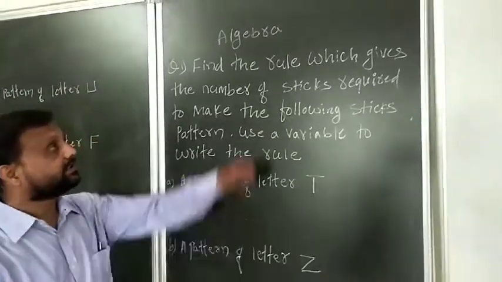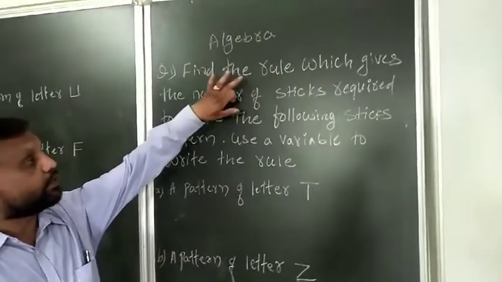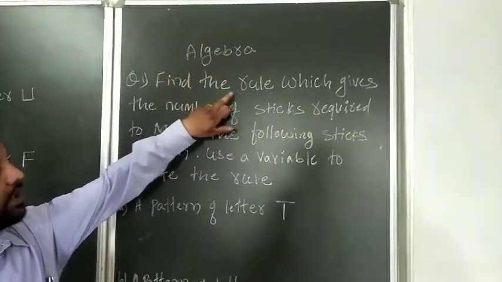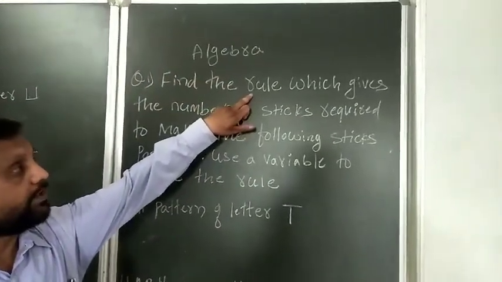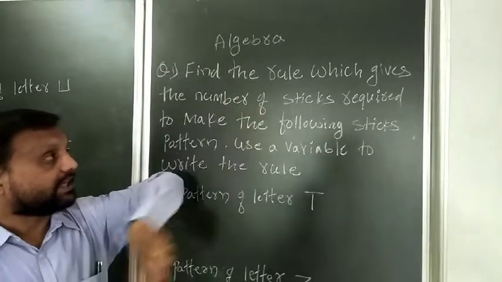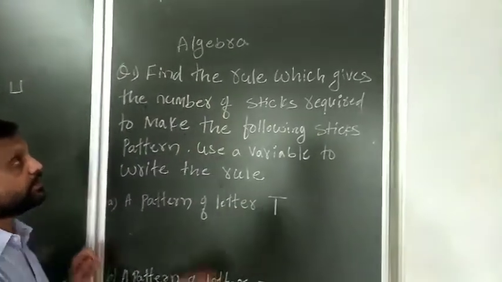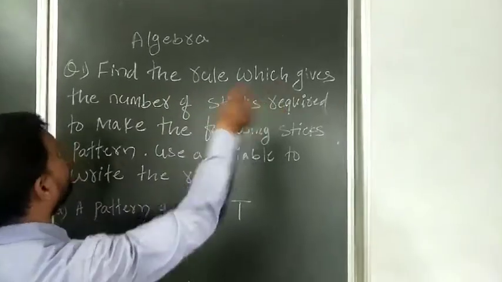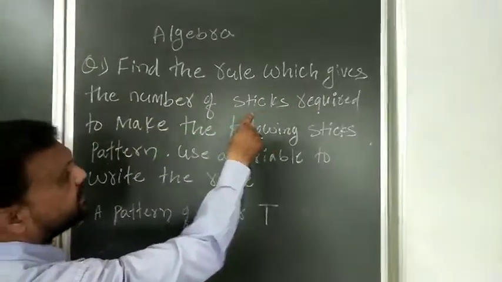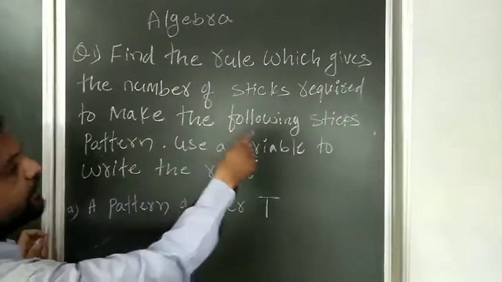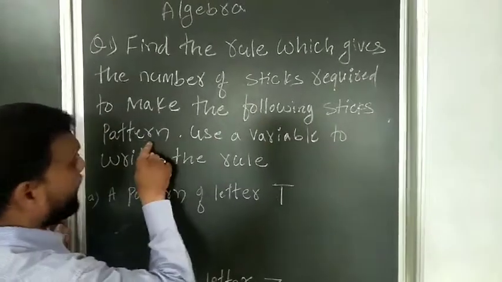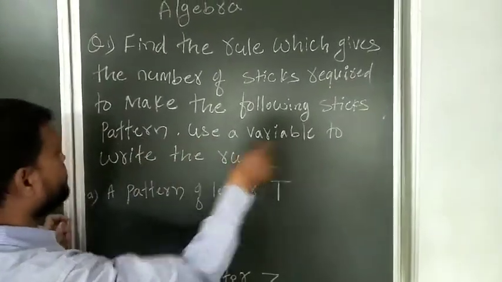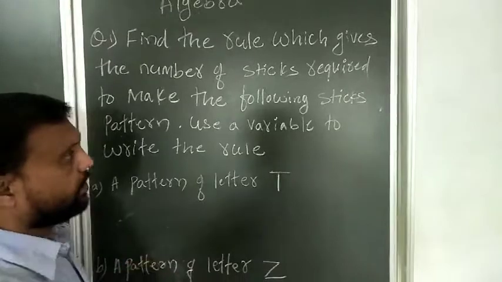Hello friends, we will learn some rules in algebra. Now, what is the rule? Rule means to find out the alphabet which we will use. So here I have given one question. Find the rule which gives the number of sticks required to make the following sticks pattern. Use a variable to write the rule.